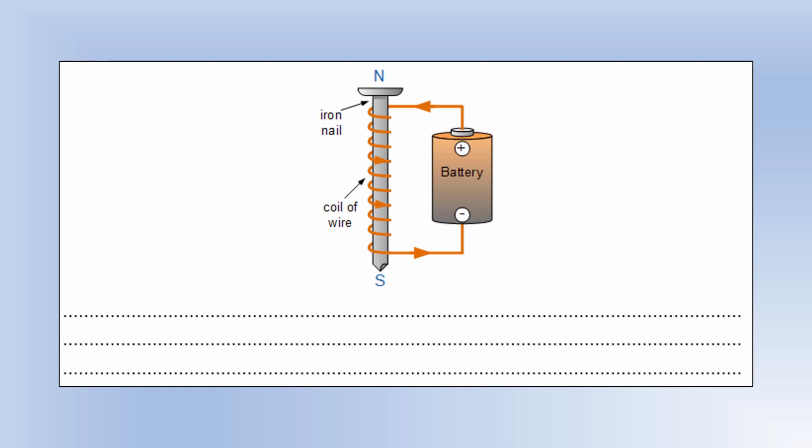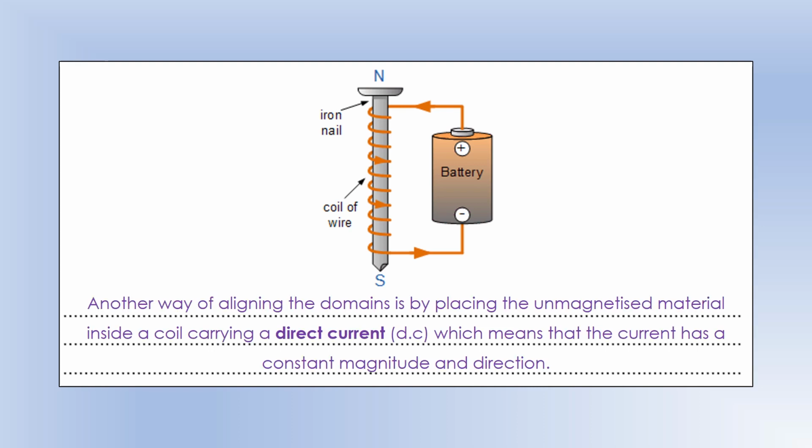The other way we can do it is by applying an electromagnet, which is what we've got here. So what we do is we wrap the thing we want to turn into a magnet with coils of wire, and we run a DC or direct current through that wire, and that means the current has the same value and it's always going in the same direction. And if we do that, we will turn the iron nail into a magnet for as long as the current is running through it. So this is an iron nail.